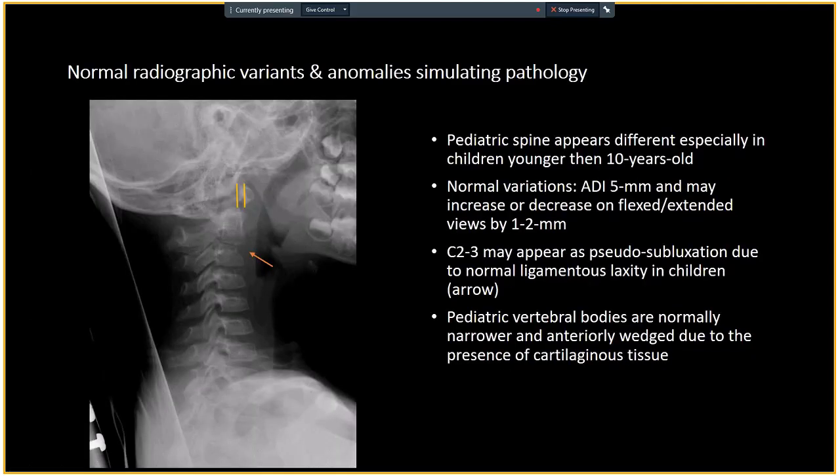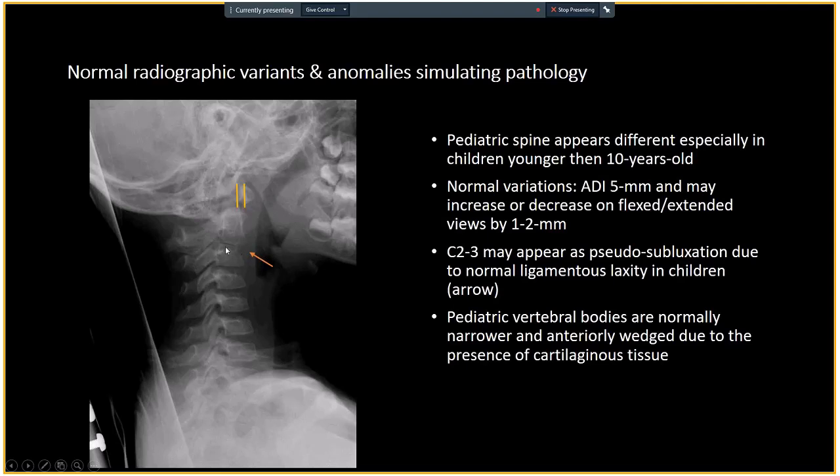Now, there are a few variations, so-called mimickers, that may sometimes present a diagnostic dilemma. For instance, the pediatric spine is obviously very different to the adult spine, so there are a few variables we should be aware of, so as not to misdiagnose them as a fracture or any kind of ligamentous disruption. For instance, we know that the ADI is usually larger in children, up to 5 millimeters, and it can increase or decrease on movement by 1 or 2 millimeters.